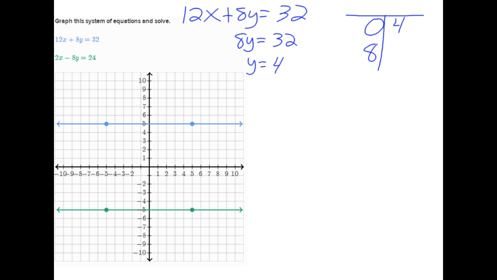When you substitute the 8, you're going to get 8 times 12.